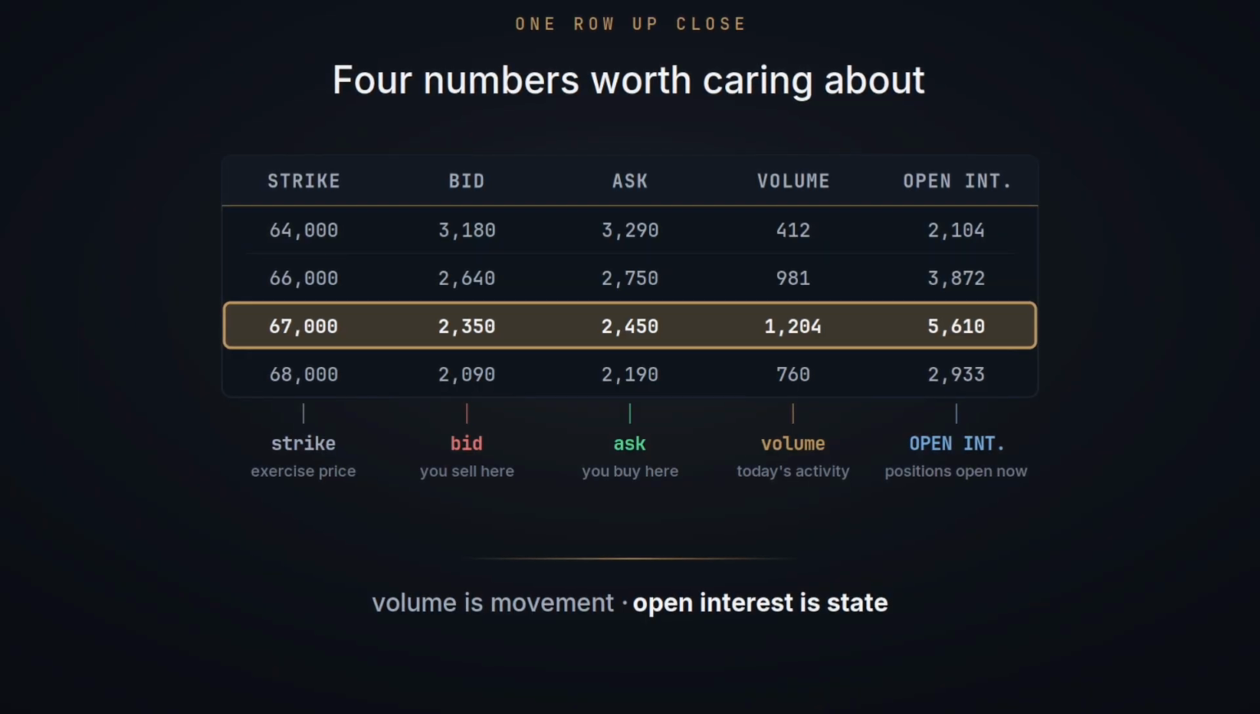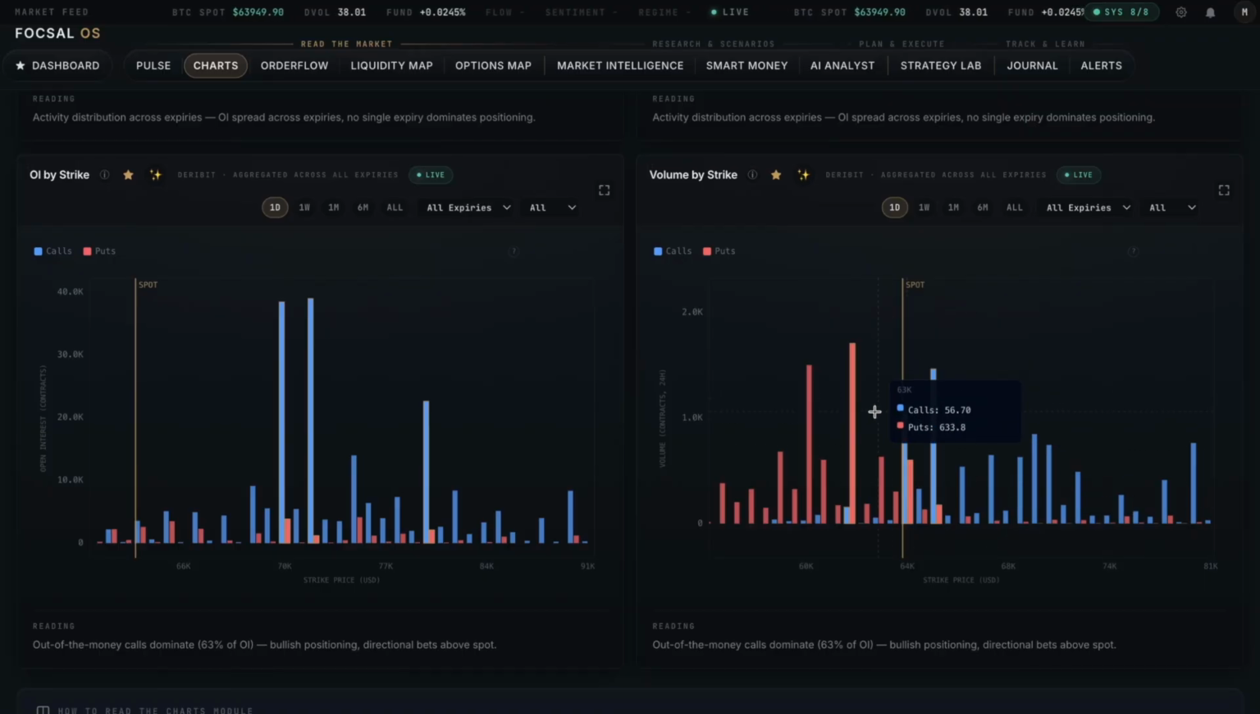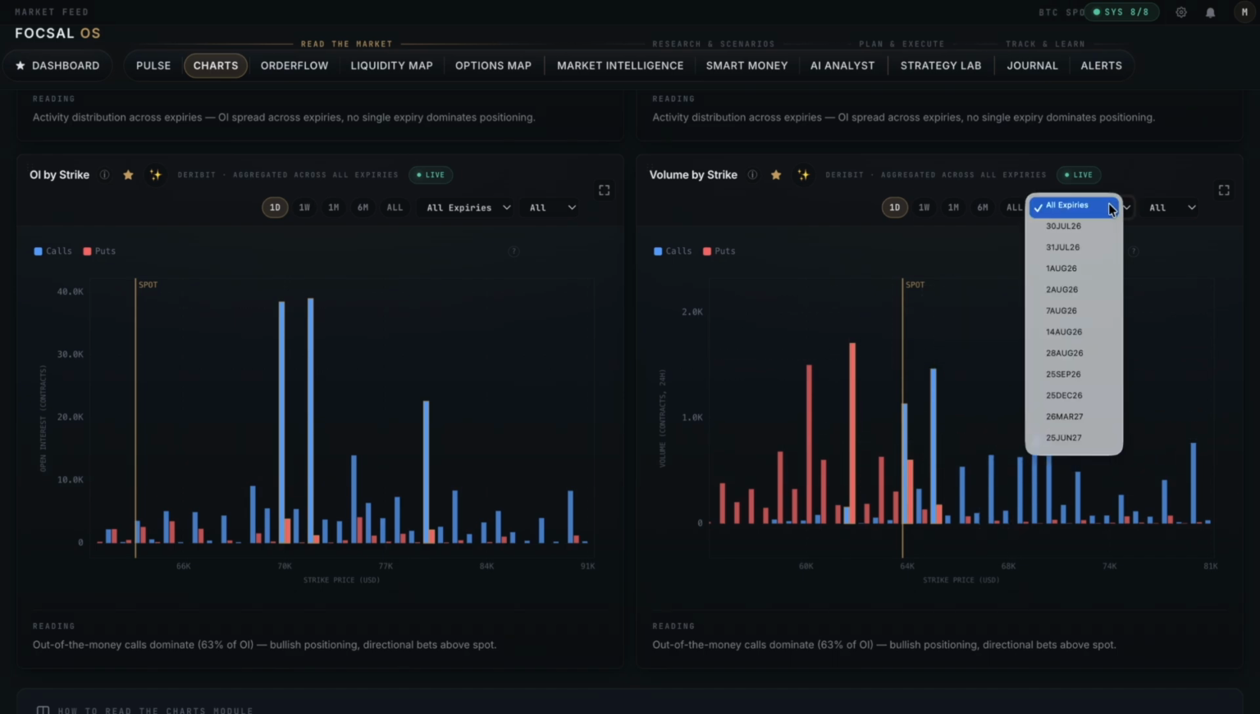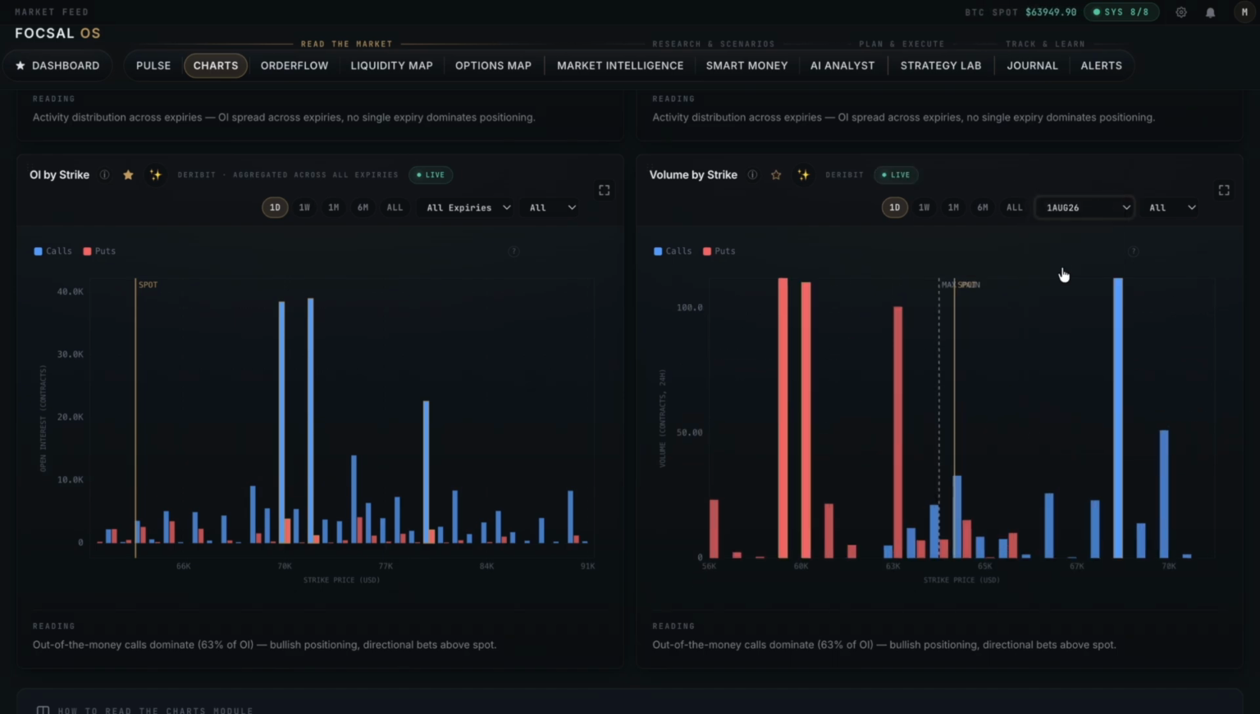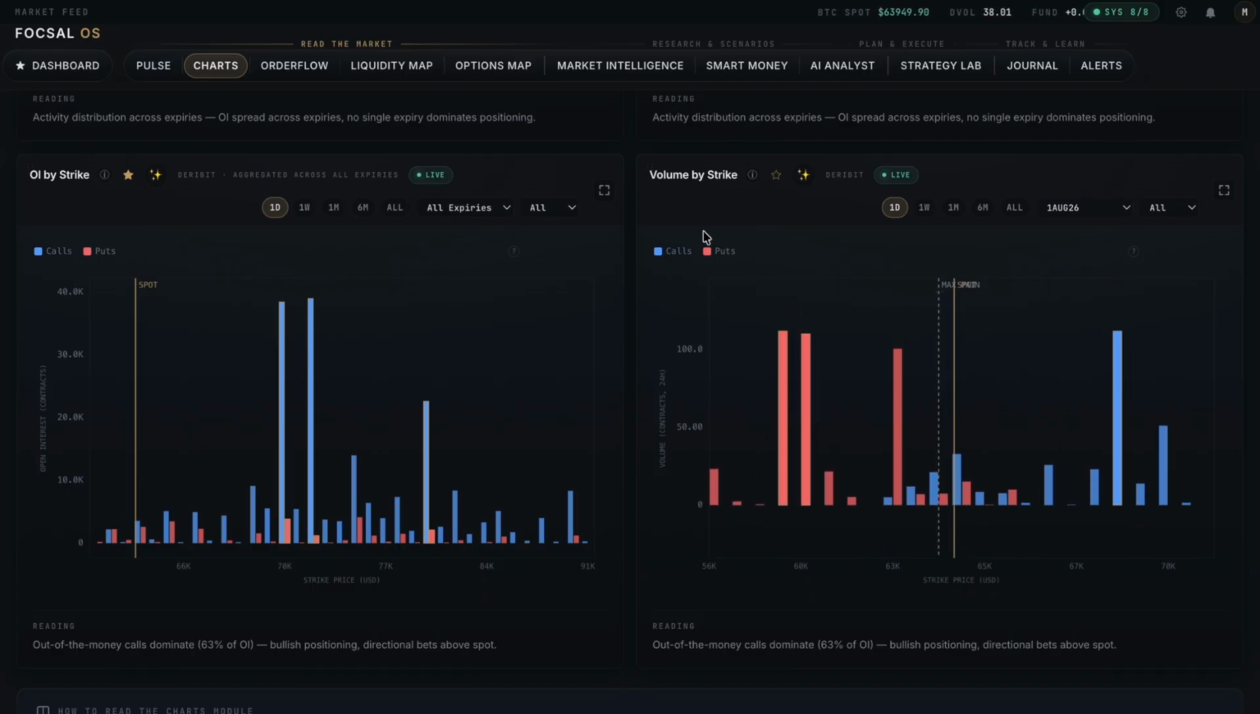Those last 2 columns are easier to grasp once you see them drawn. This is volume by strike. Each bar is 1 strike, and the height is how many contracts traded there today. You can see straight away that trading doesn't spread out evenly. A handful of strikes take almost everything, and the rest sit empty.